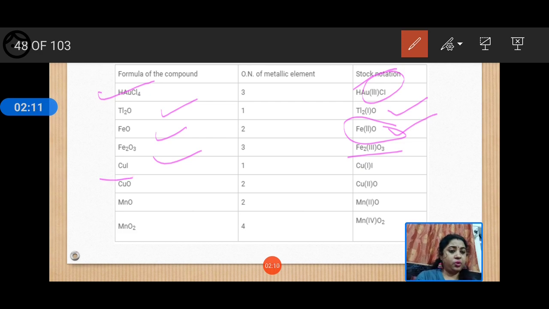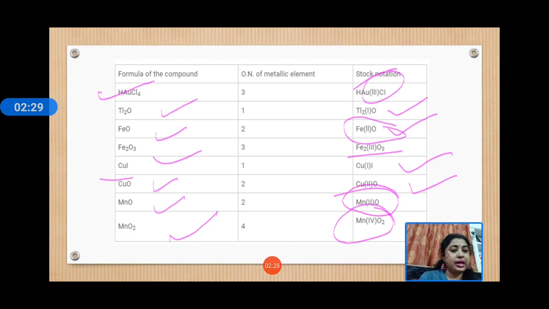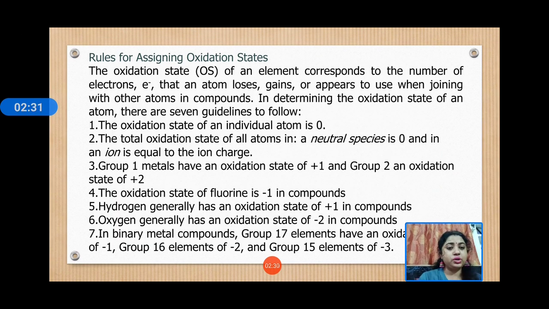CuI, copper is in plus 1 oxidation state. CuO, copper is in plus 2 oxidation state. MnO, manganese in plus 2 oxidation state. MnO2, manganese here is in plus 4 oxidation state. So this is the stock notation. Like this we have to show the oxidation state.